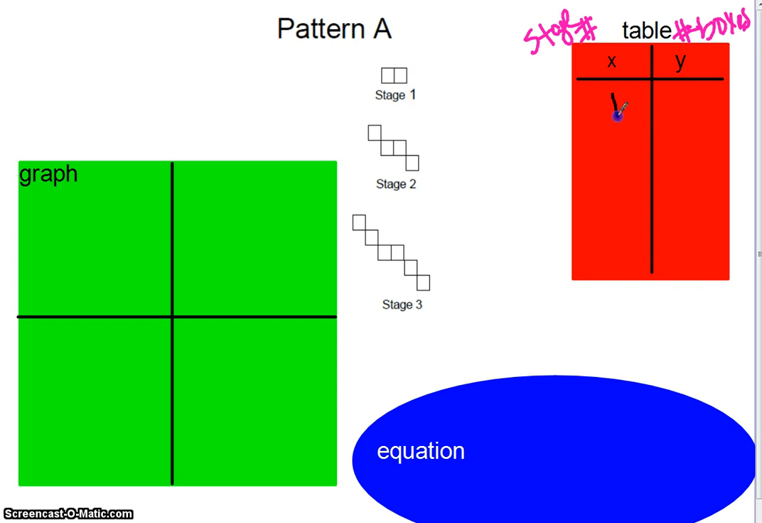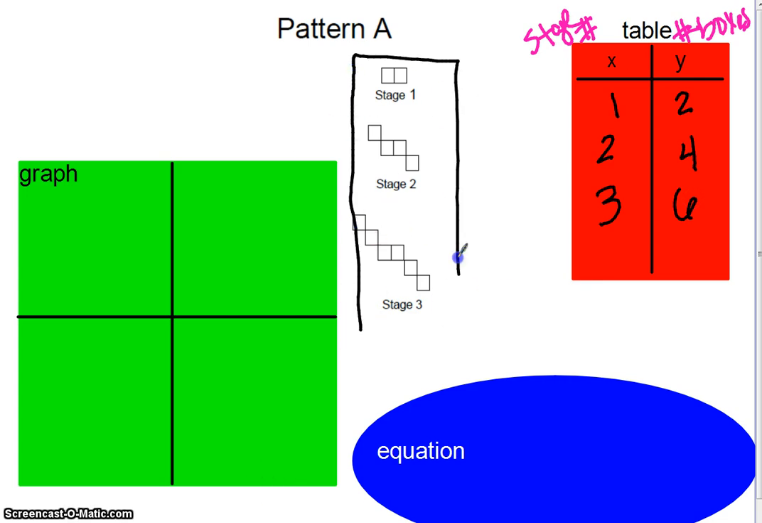So in stage 1, I have 2 boxes. In stage 2, I have 1, 2, 3, 4 boxes. In stage 3, I have 1, 2, 3, 4, 5, 6 boxes. So that's how you make a table from the information. This is the information they gave you. They wanted you to turn it into a table.